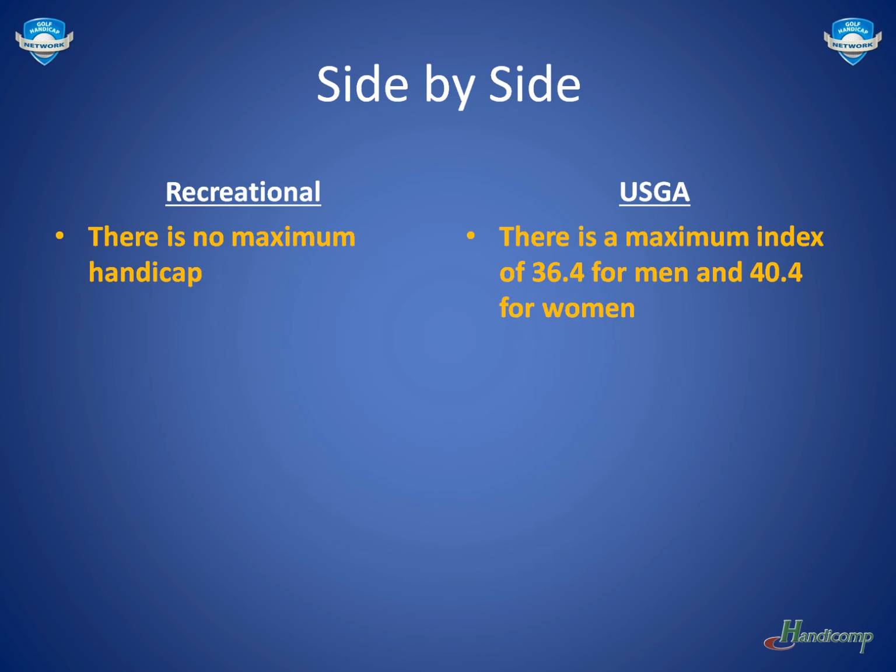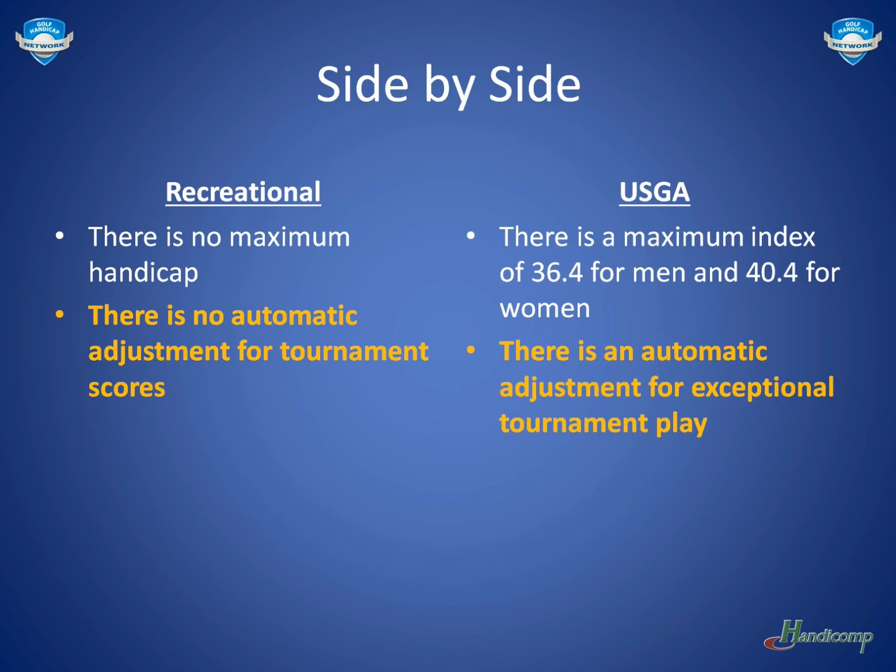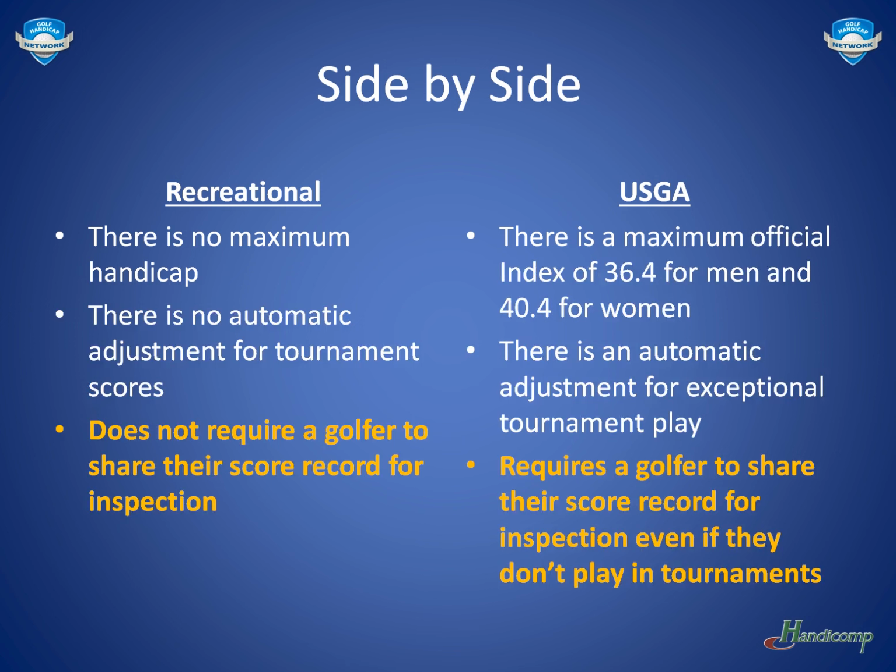For recreational, there is no maximum handicap. For USGA, there is a maximum index of 36.4 for men and 40.4 for women. And if you figure that out, essentially any golfer who shoots 55 or higher for 9 holes, this system does not work for them. Recreational, there is no automatic adjustment for tournament scores. USGA, there is an automatic adjustment for exceptional tournament play. Recreational does not require a golfer to share their score record for inspection. USGA requires a golfer to share their score record for inspection even if they don't play in tournaments.